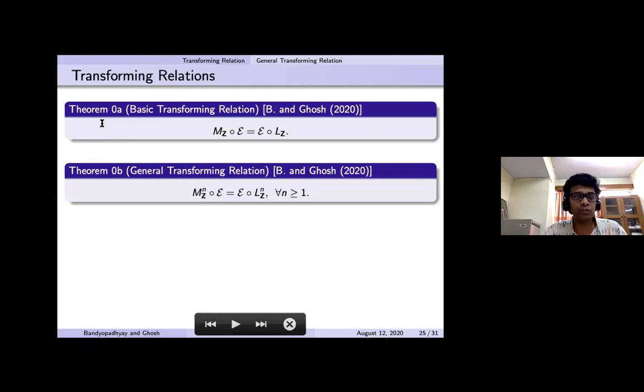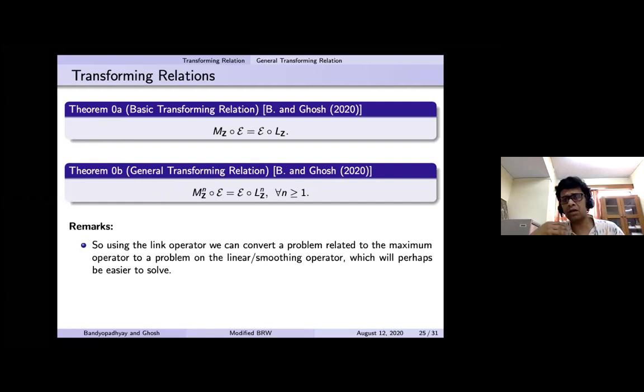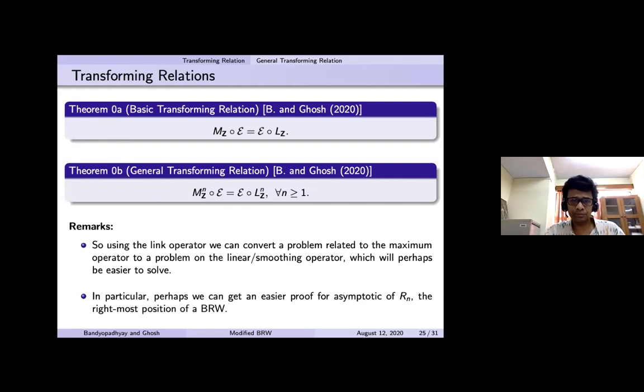This is why I call it theorem zero. This is where we really started. And this is just a simple reiteration of this basic transforming relation, giving the general transforming relation. So what I was saying is that using this link operator, we can convert the problem on the maximum operator to a problem on the smoothing operator. In particular, perhaps we can get an easier proof of the asymptotics of Rn, the rightmost position of the classical branching random walk.